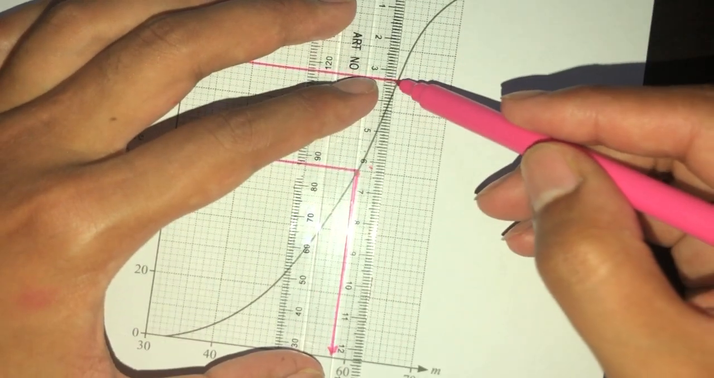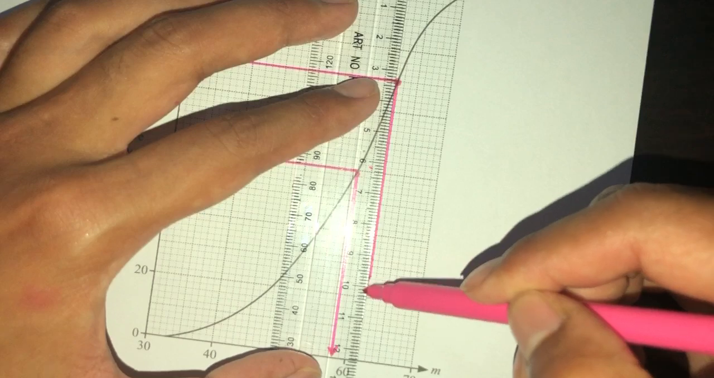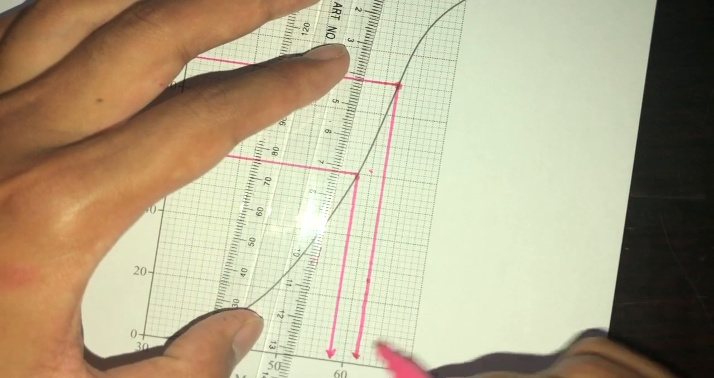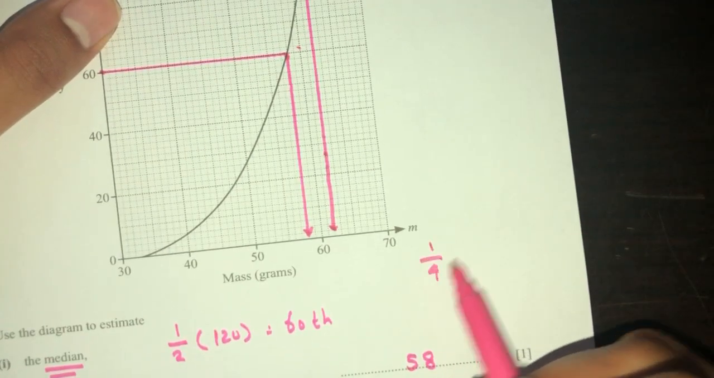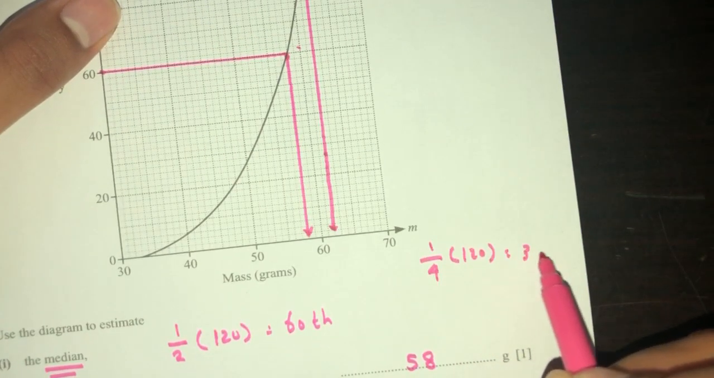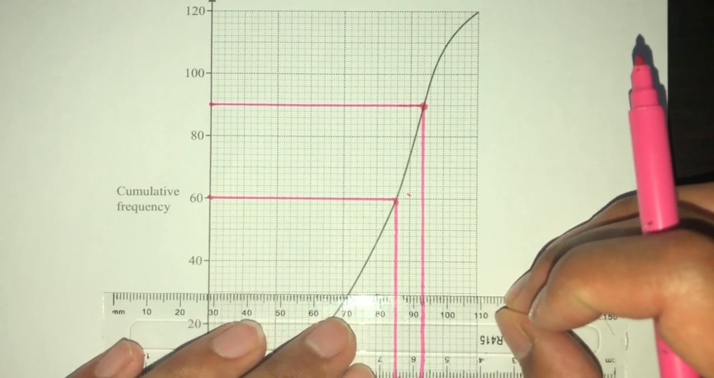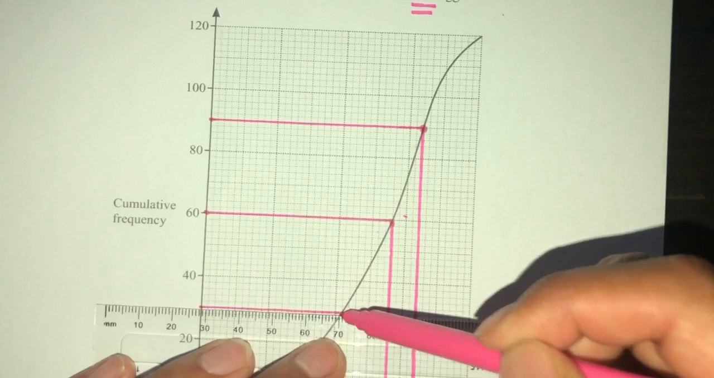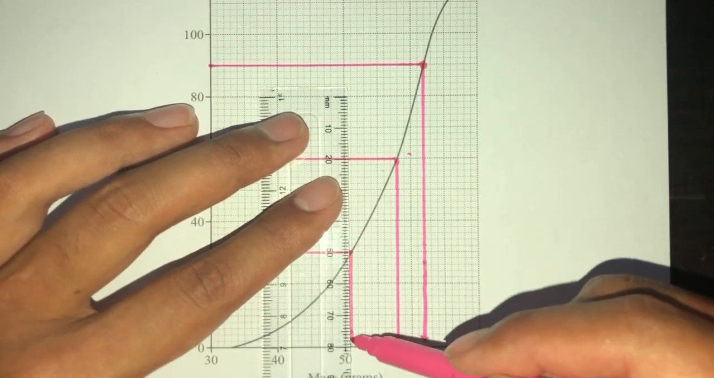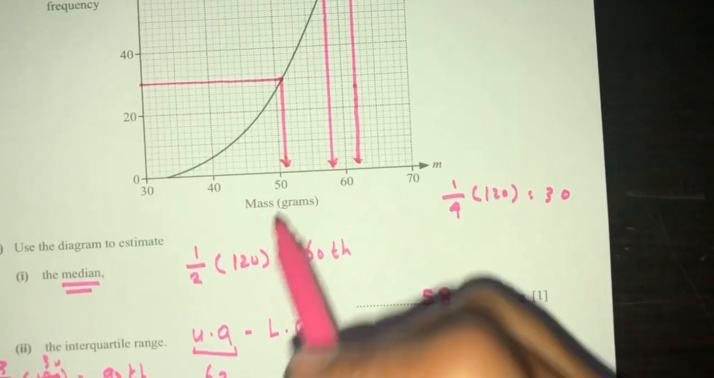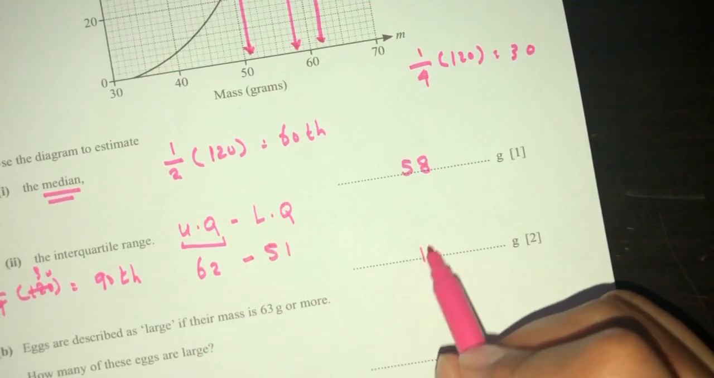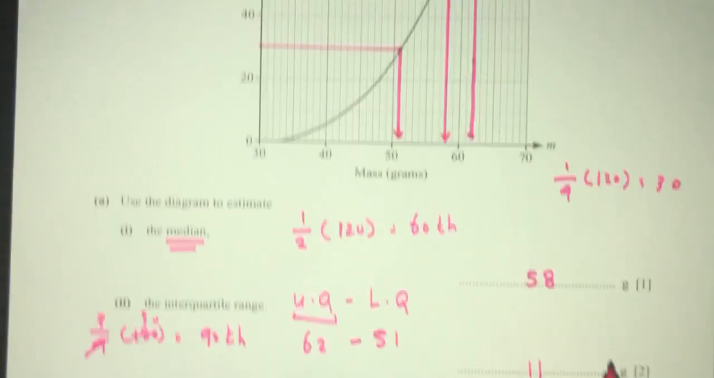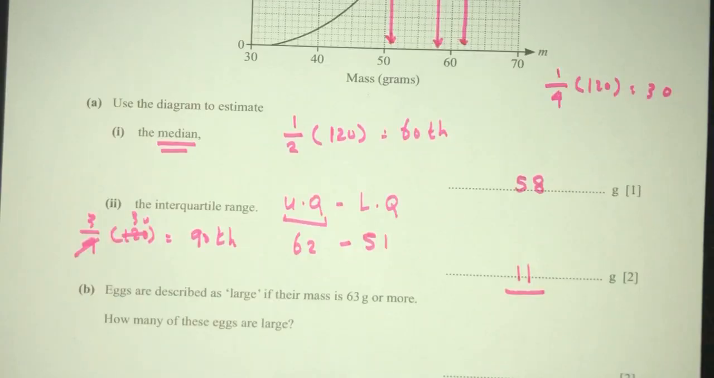All right, so you're almost done. That will be 62 as my upper quartile. And the lower quartile is 1/4 times 120, then that should be the 30th element. So the 30th element should be somewhere over here, right here. That will be 51 as the value according to my graph. So this minus this, that should be 11 for my interquartile range. Yours might be a bit different, but you should be around that value.